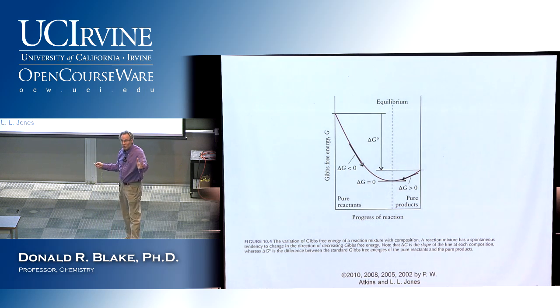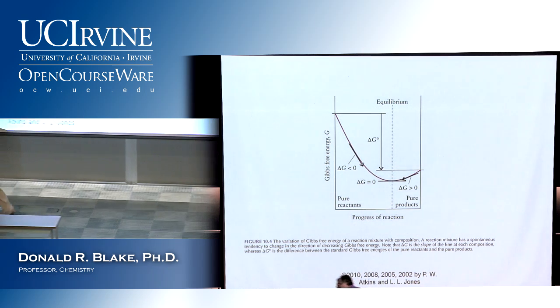But if, for some reason, I dump in some of the pure product, guess what? It's spontaneous going this direction. So this is the minimum right there, all right? If you're coming this way, the delta G is negative. If you're coming this way, well, not this way, like this, it's negative.